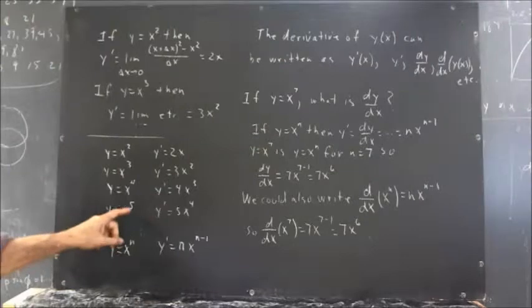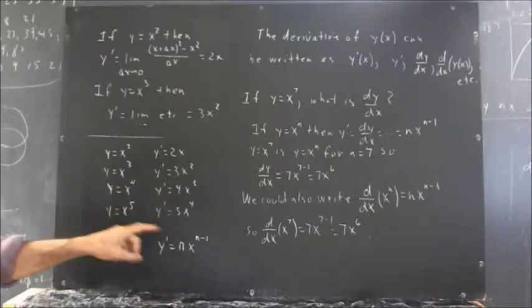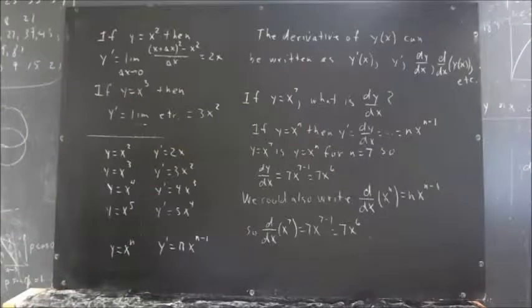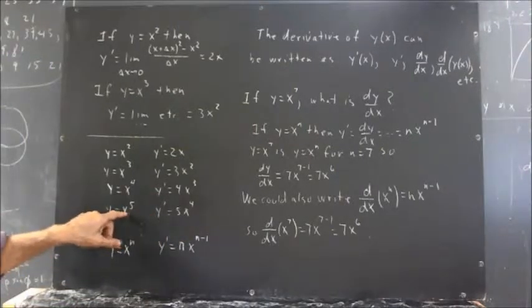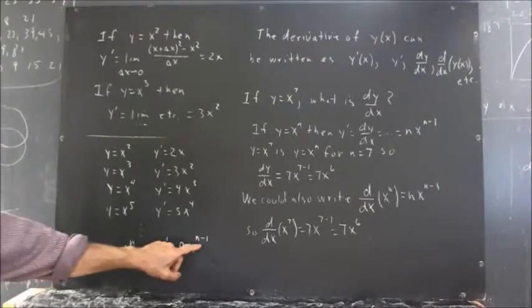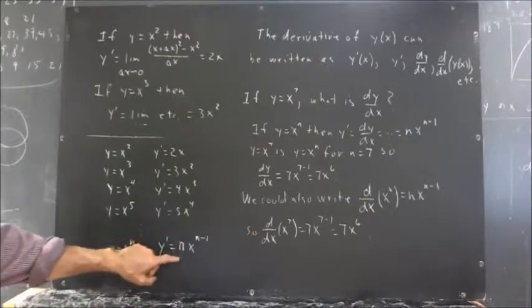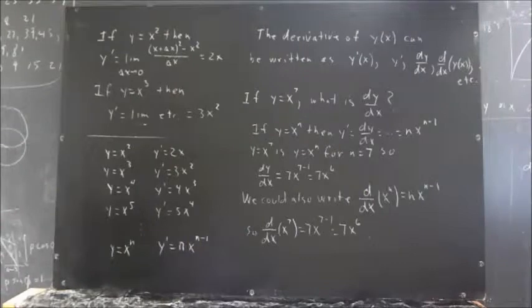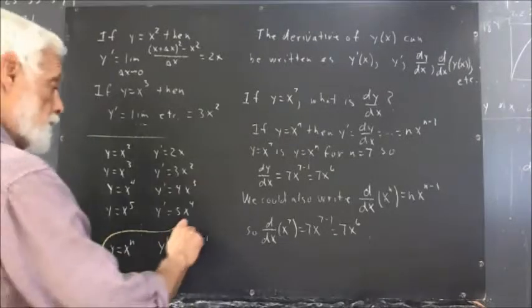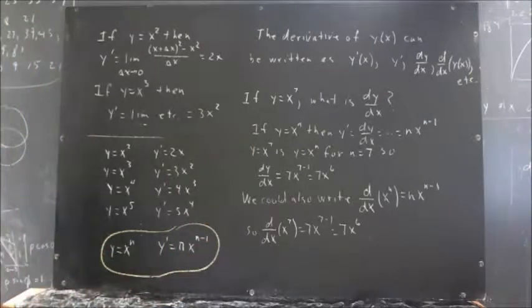But what's our rule? The exponent goes out in front. So the exponent is n, we put an n out in front. And then the power is 1 less than the exponent. What's 1 less than n? Well, n minus 1. So we have y prime equals n times x to the n minus 1. And that's our formula. And that formula is going to apply to any function of the form y equals x to the n.